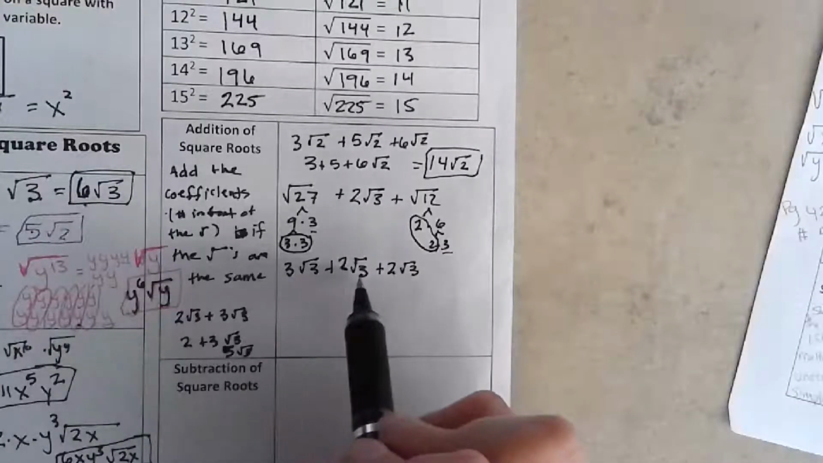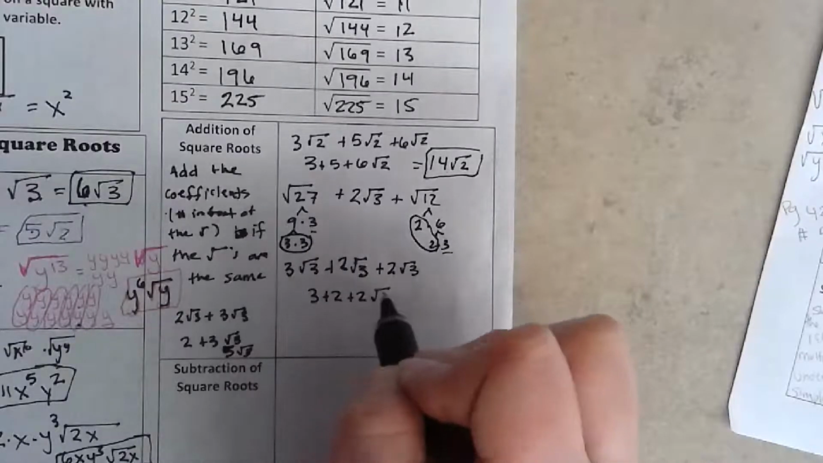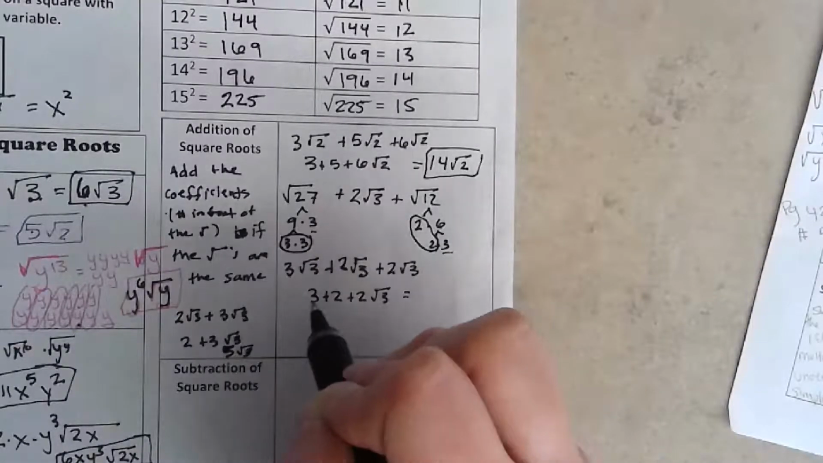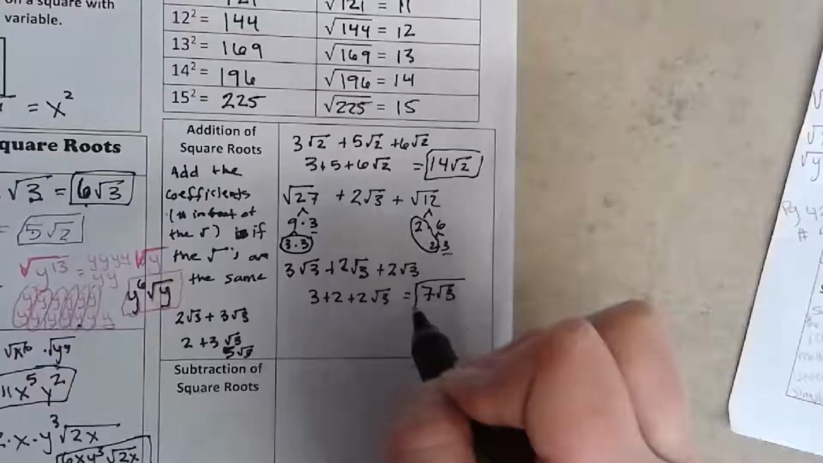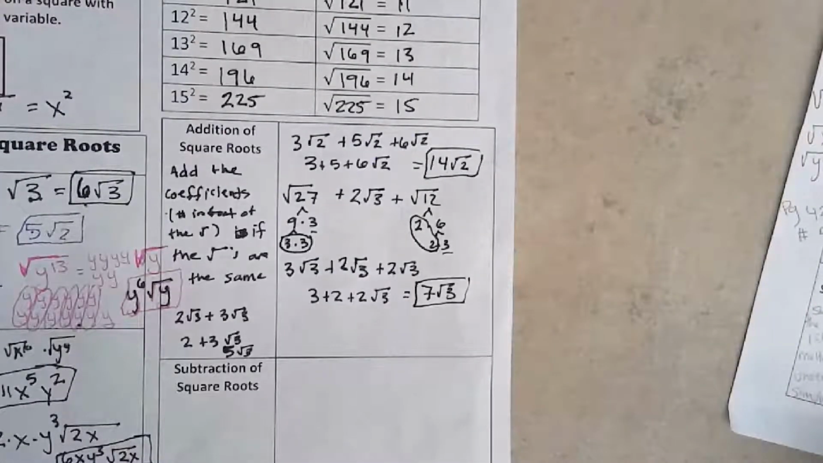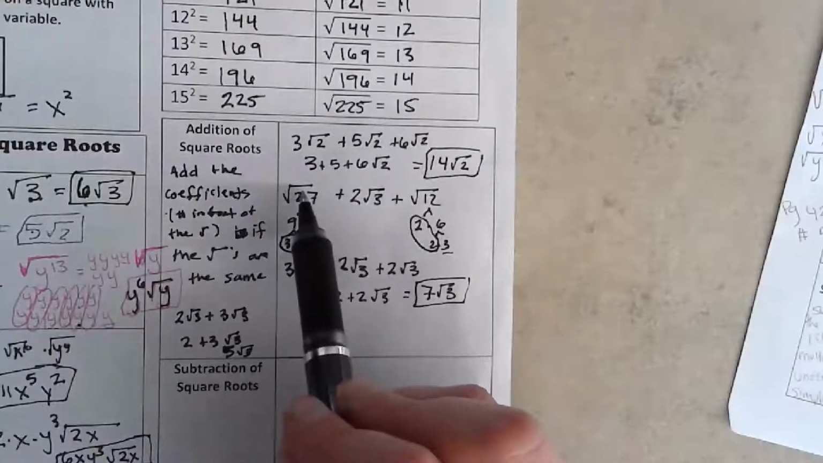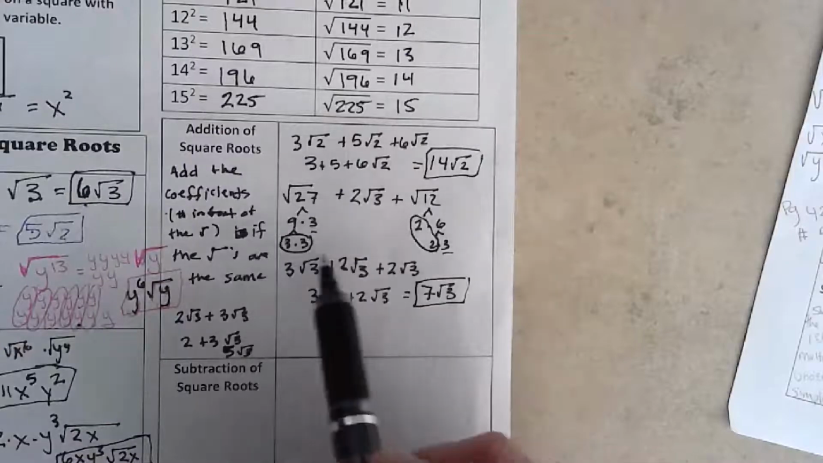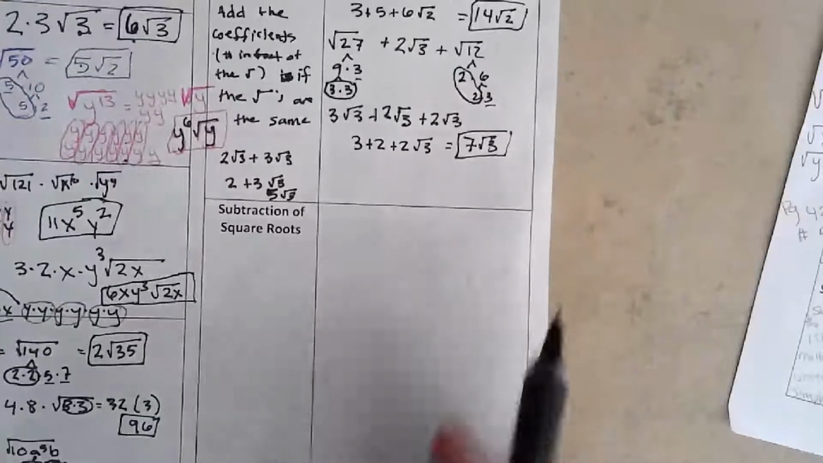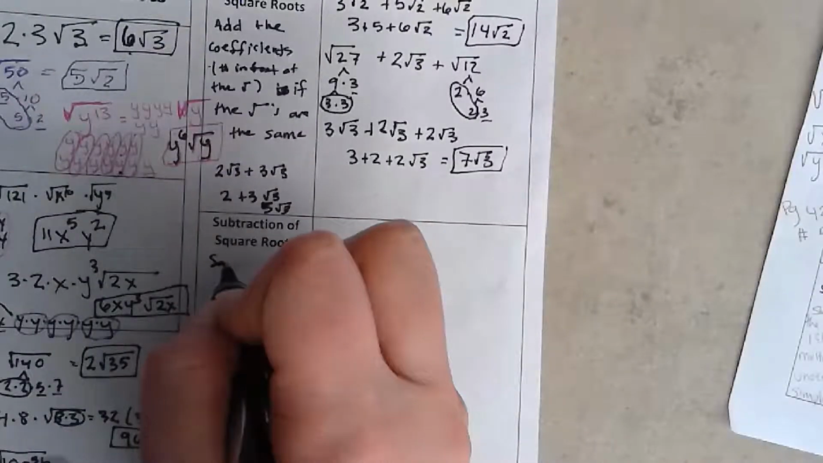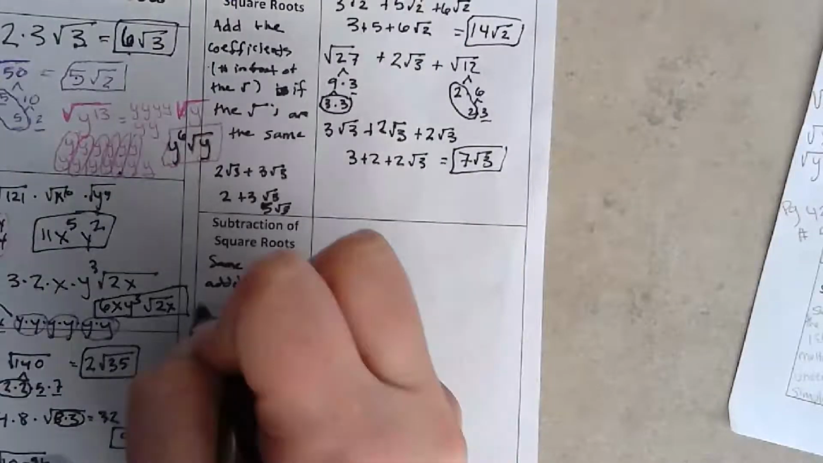So now we have all the same square roots. So we're going to take 3 plus 2 plus 2 square root 3. So 3 plus 2 is 5, 6, 7. So 7 square root 3. So the idea is if they're matching, add them together. If they're not, let's simplify and see if we can get it to where they are matching and then add them together. Subtraction is the same as addition, only with a minus.